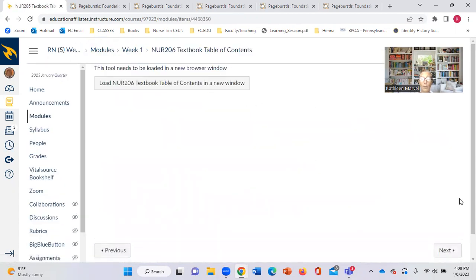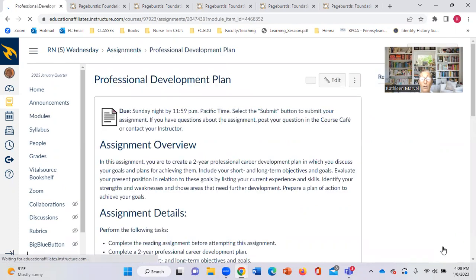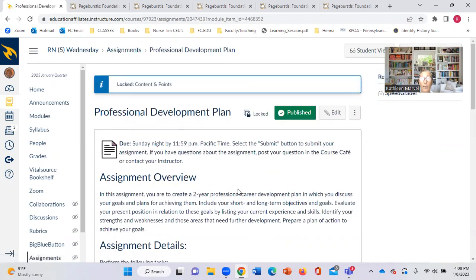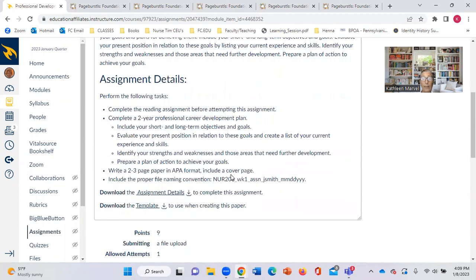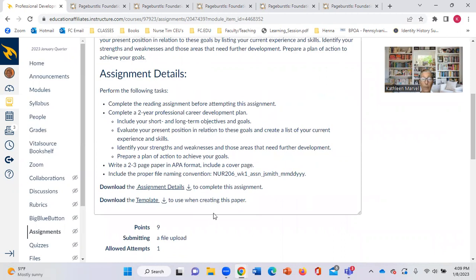So I'm just going through the module, and here's your textbook. Everybody should have access to the Foundations textbook. Okay. And then for week one, you also have your professional development plan. So that will be due a week from today on Sunday. Okay. And you can take a look at the assignment overview. I'm going to be sending you a template of the long-term goals, short-term goals, present position. I'll send you a template for this professional development plan. Okay, I'll send that later. Okay, and just go through the assignment details and have a look and see what it is, and then please reach out if you have any questions. So that is due a week from today.